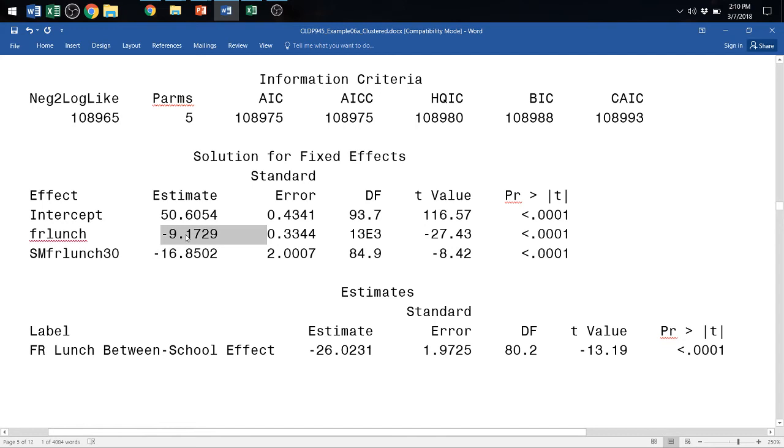We have 13,000 students, and only 100 and some schools. That's why that number is very, very close to the within effect. There's a lot more information there. The problem with smushing is not what it does to the within effect most of the time, it's what it does to the between effect. This level 2 predictor is the contextual effect. It is the test of whether or not you're allowed to smush. If smushing is fine, it will be 0. Within plus contextual, the minus 9 plus the minus 16 is the minus 26, that is the full between school effect.